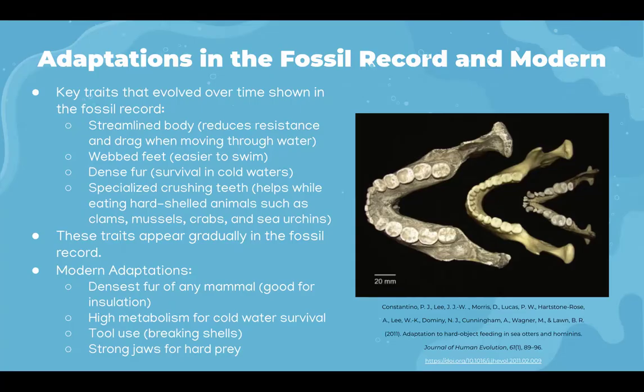They actually are similar to us in that way, and we can see the comparison of their teeth in the image on the far right to human teeth on the far left and how similar they are. Some modern adaptations that are important to know are that they have the densest fur of any mammal, which is good for insulation in the cold weather. They have a high metabolism for cold water survival. They are great at using tools to do things such as breaking shells, and they also have strong jaws for hard prey.